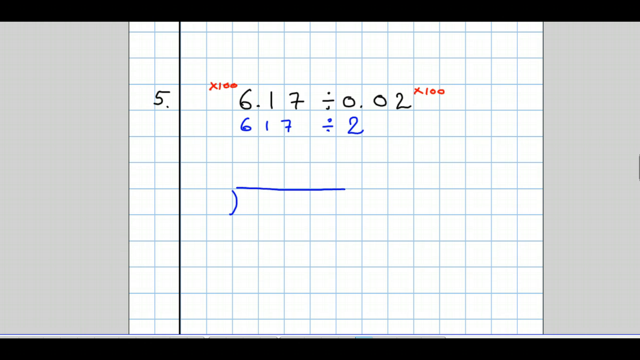So, draw my bus shelter, 617, 2 outside. 2s into 6 go 3, no remainder. 2s into 1 go 0, 2's bigger so it won't go in, and the remainder is 1. 2s into 17 go 8 times, remainder 1. And here, as with the previous example, I have to put the decimal point in and add a 0 to make that remainder of 1 now 10. 2s into 10 go 5 times. So the answer is 308.5.